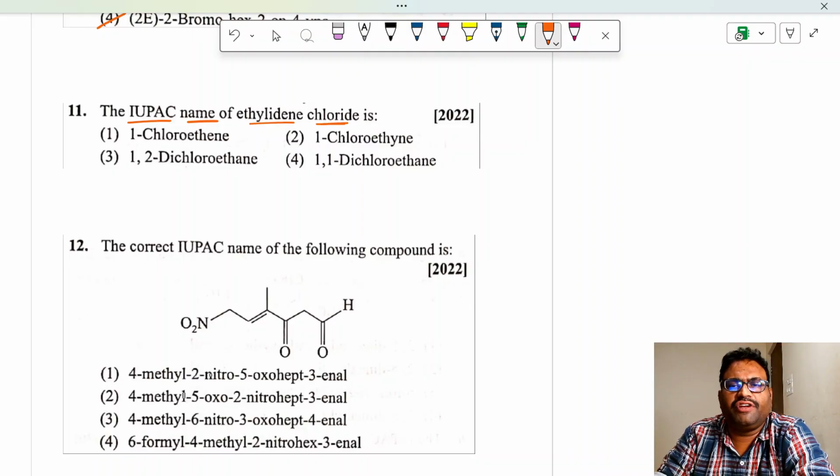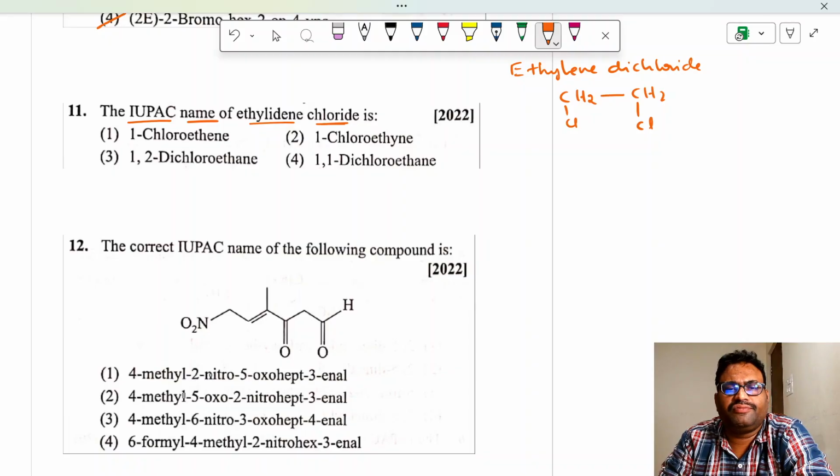Okay. We have two different configurations here. One is ethylene dichloride. Ethylene dichloride means, if two halogen atoms, two chlorine atoms, are attached to adjacent carbon atoms, then this is called ethylene dichloride.